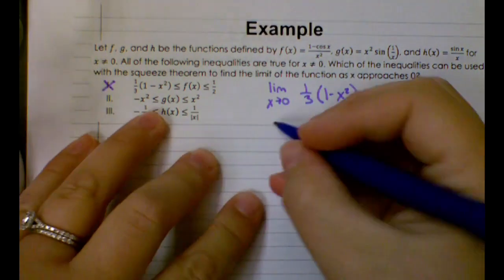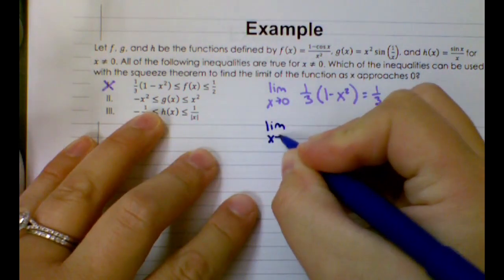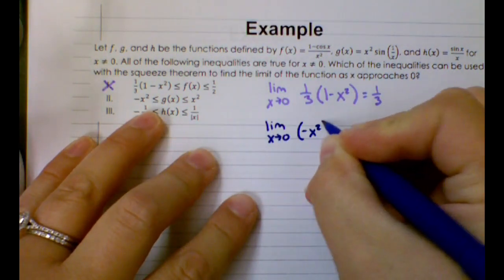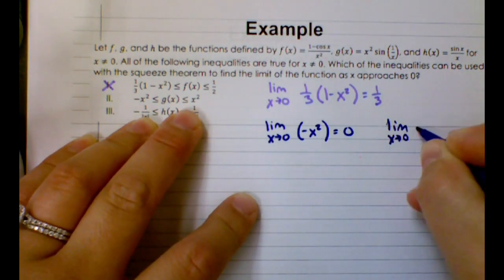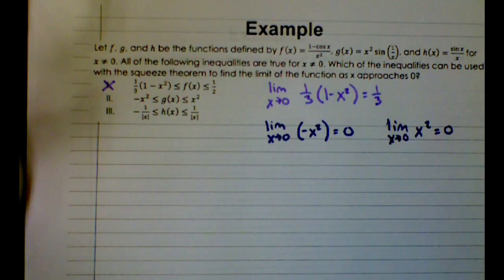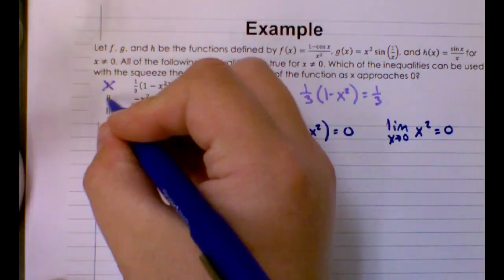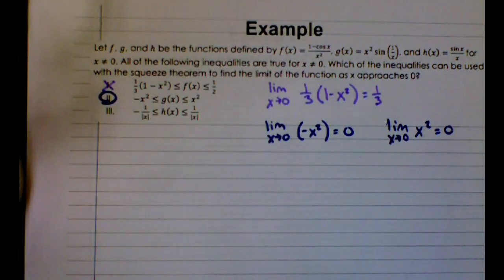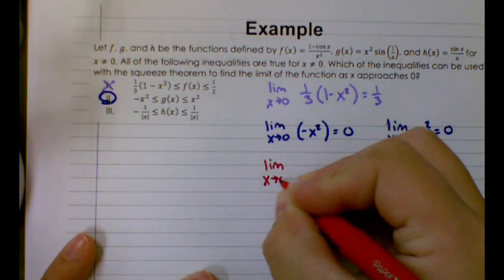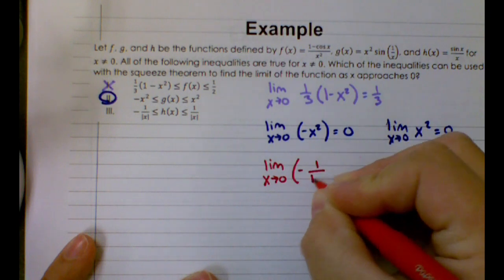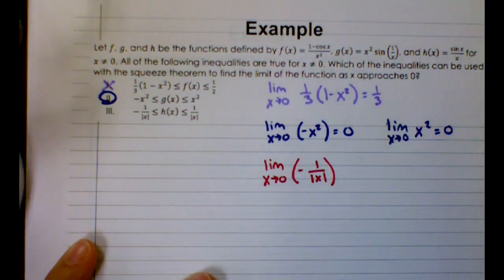Number 2, well, if I take the limit as x approaches 0 of negative x squared, I get 0. And the limit as x approaches 0 of x squared, I also get 0. Since those limits are equal, I can find the limit of g of x, so number 2 does work out. And number 3, the limit as x approaches 0 of negative 1 over the absolute value of x. Well, that limit doesn't actually exist.